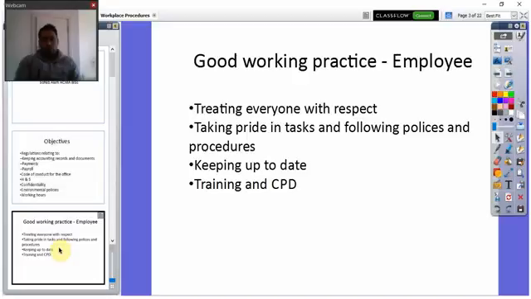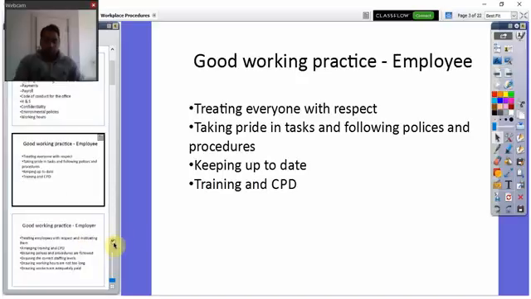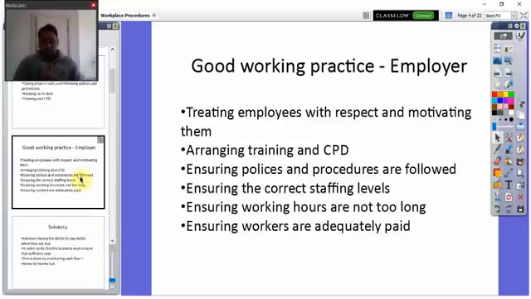Okay, so good working practice for an employee is obviously treating everyone with respect. This will help the team to build a good team, and everyone will be happy in the team. Taking pride in their tasks and following policies and procedures, keeping up to date, renewing their skills, training and CPD. Obviously, things like lateness, their behaviour at work, these things need regulating as well. So we'll look at some procedures relating to that.